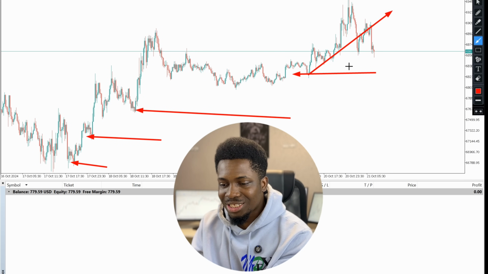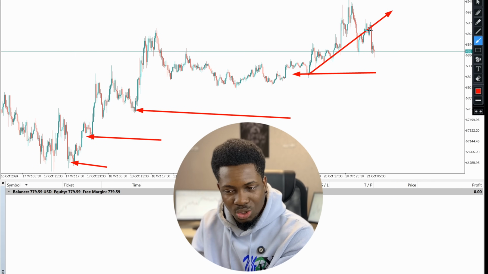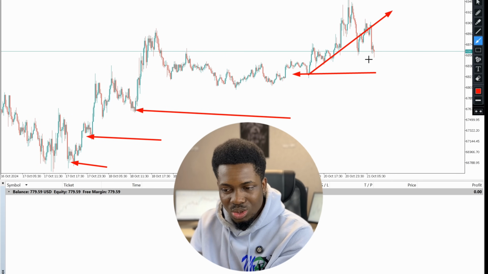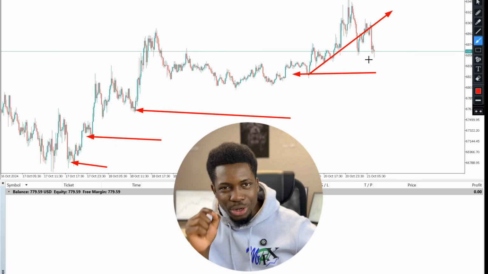Good. Now, the fact that it broke this particular level, what will happen? A normal standard retest is supposed to happen, right? And after that, it will start dropping down. Good. Now, here's where things get even more interesting.